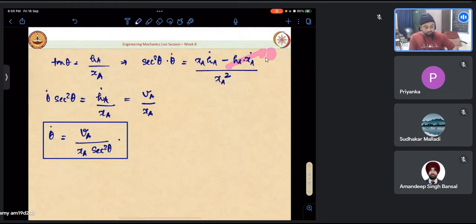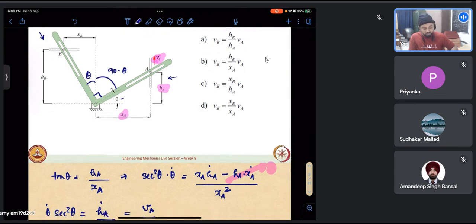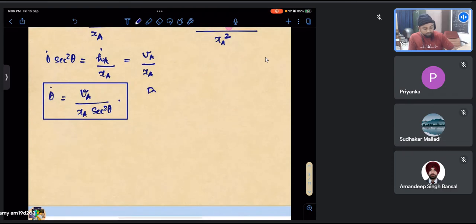Now we can also see here that if this is theta, then this angle would be 90 minus theta, or pi by 2 minus theta. Since this is also given as a right angle, this also becomes theta. So from that relation again we can write that tan theta is nothing but xb by hb.